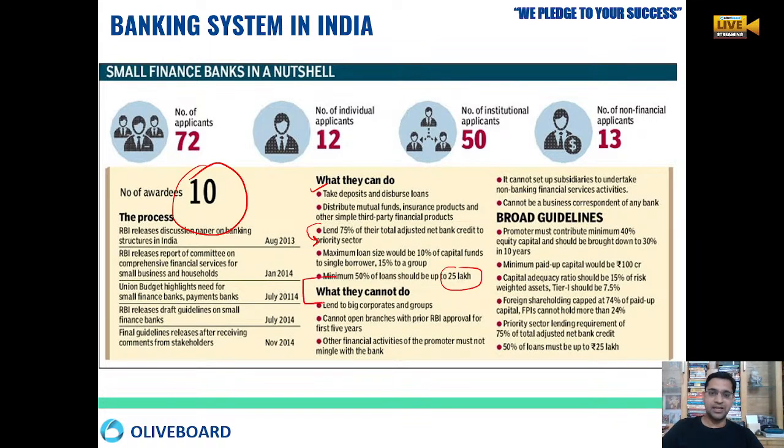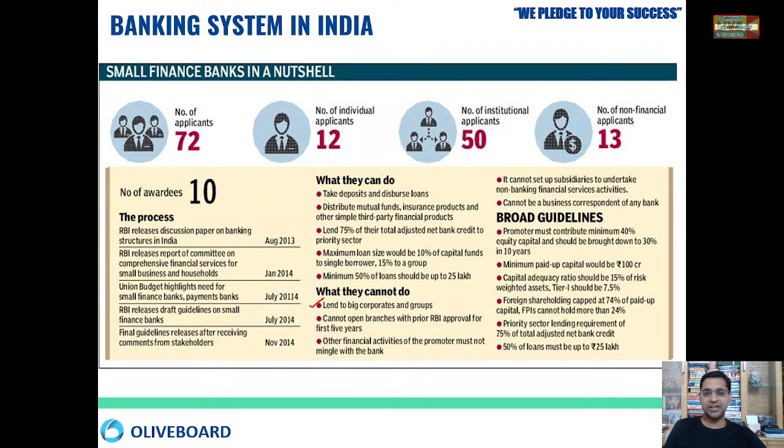It is important what they cannot do. They cannot lend to big corporates and groups. They cannot open branches without prior approval of the RBI for the first 5 years. After that they can open whatever they want to, but for the first 5 years they have to take approval from the RBI if they want to extend their branches.